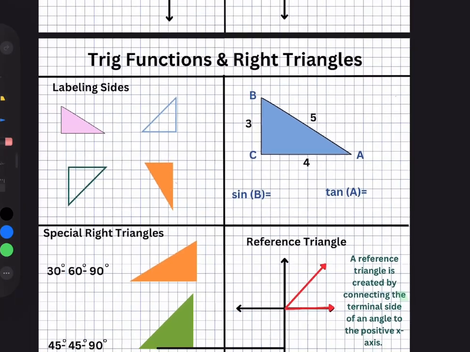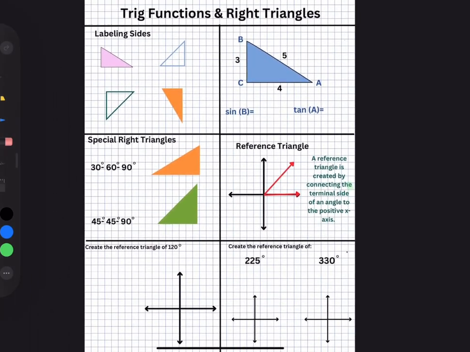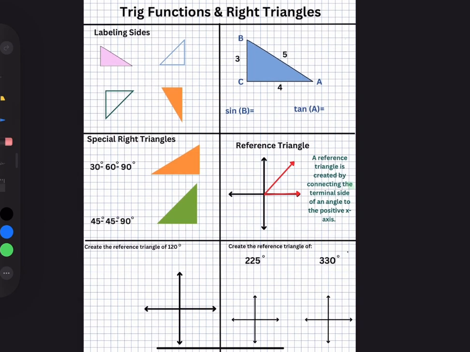Go ahead and split your notebook into 6 sections with trig functions and right triangles as your title.